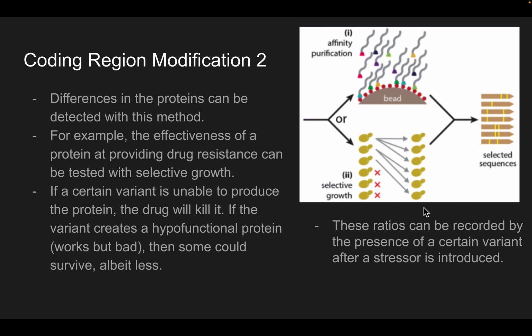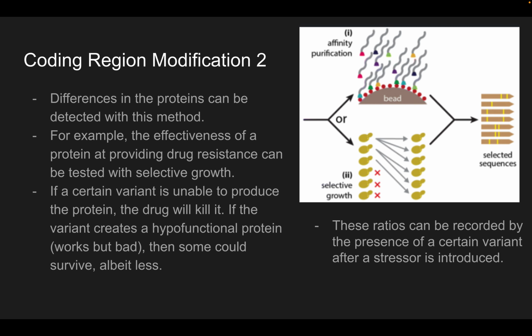So, if a certain variant in the DNA is enough to produce the protein, then the drug will not kill it. If it lacks the protein to protect it, the drug will kill it. But if the variant creates a hypofunctional protein, which is a protein that functions but functions less well, then some of the variant could survive, but less. And if it works fine, then a lot of the variant would survive.